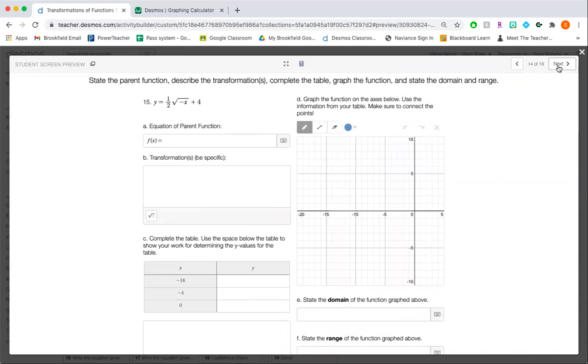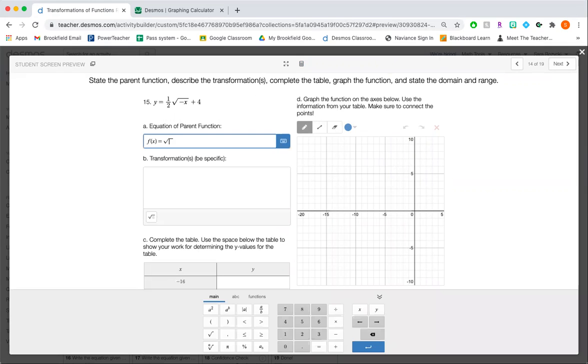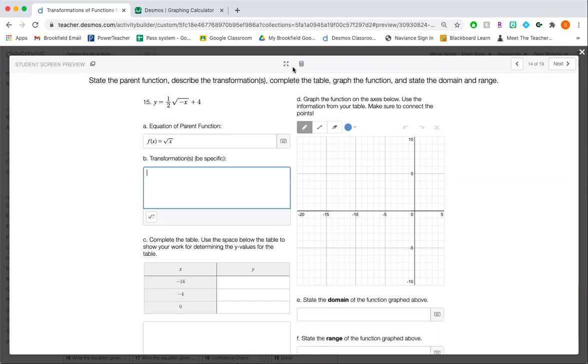We have another one of these, this time with a square root function. So I have a couple of transformations. I've got one on the outside here. This a is 1/2. That is between 0 and 1. So this is going to be a shrink by a factor of 1/2.